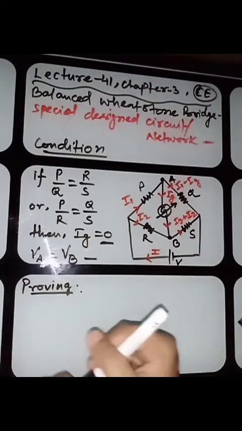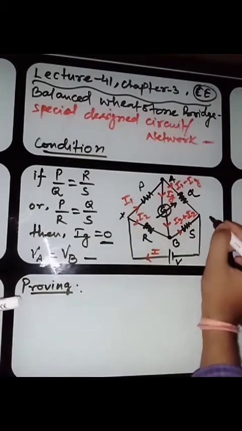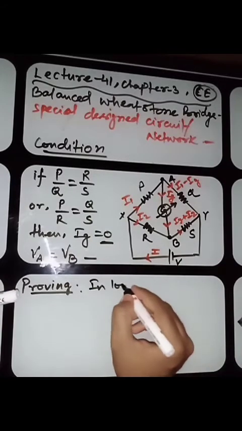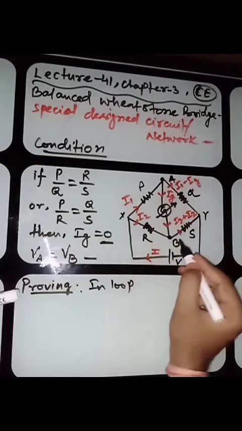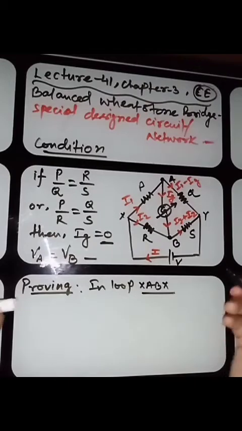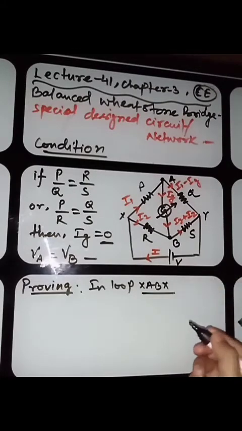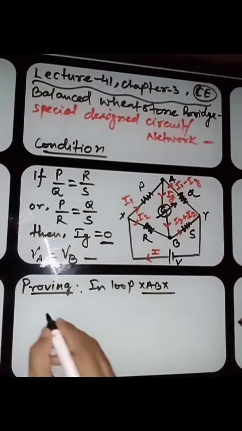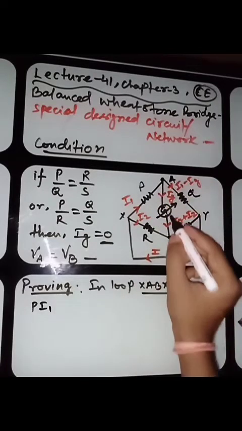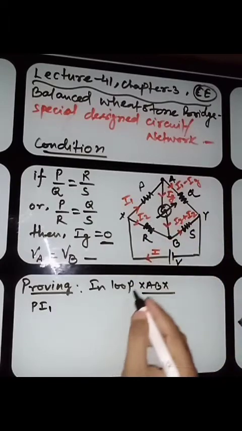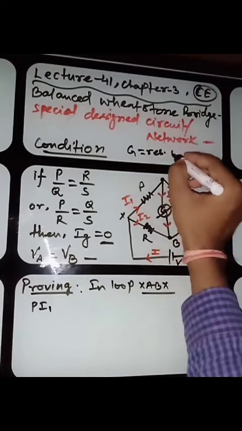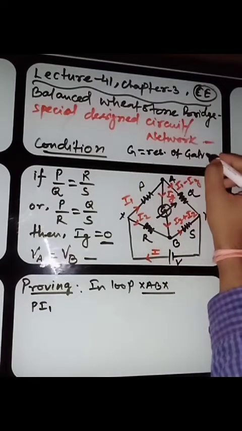Now write this terminal as X and Y. In loop XABX we will apply KVL. So you can write P times I1. Now, in the direction of current we are going. The resistance of the galvanometer, suppose it is G. G is the resistance of the galvanometer.